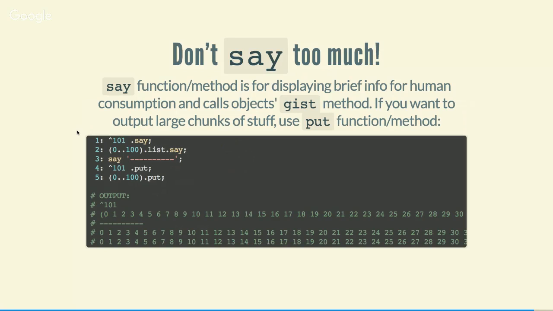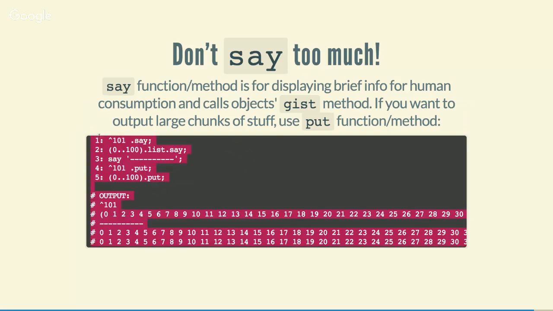Now the say function. If you use Perl 5, you might think that whenever you say something, it's just like printing with a newline. But in Perl 6, say is meant to print a little bit of output that's read by humans. And you can see a difference between say and the put method. Put prints everything, and it's meant for reading by computers.